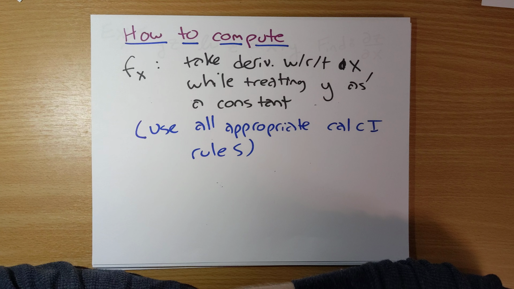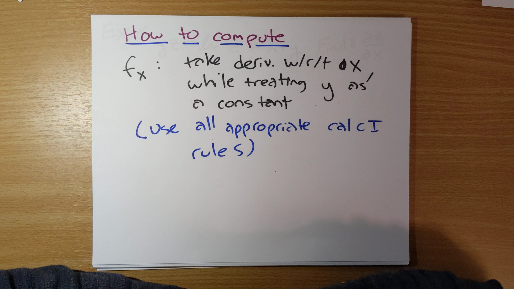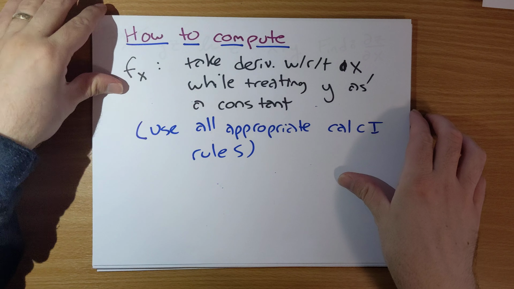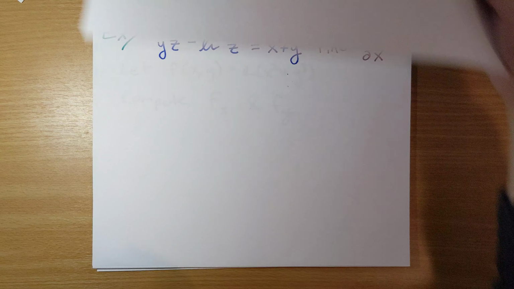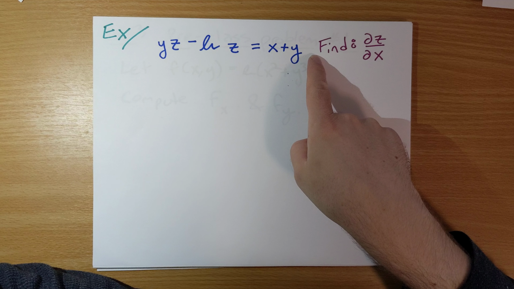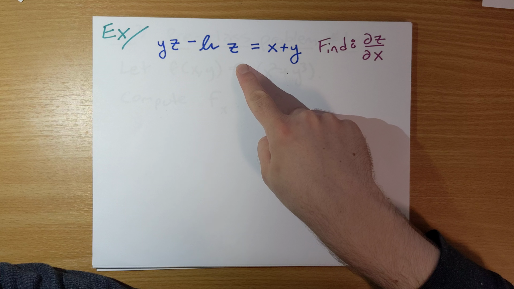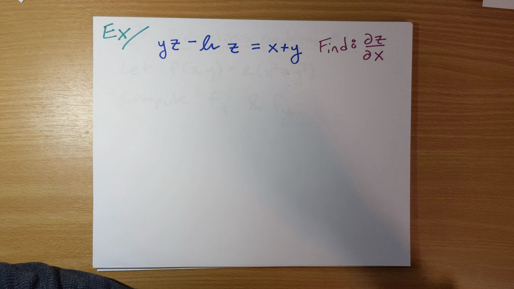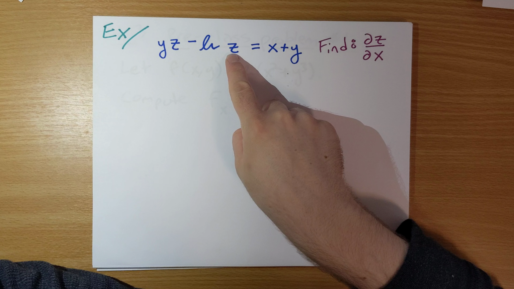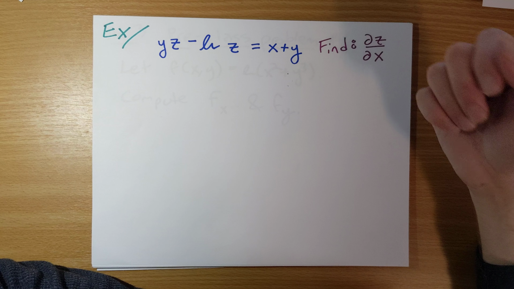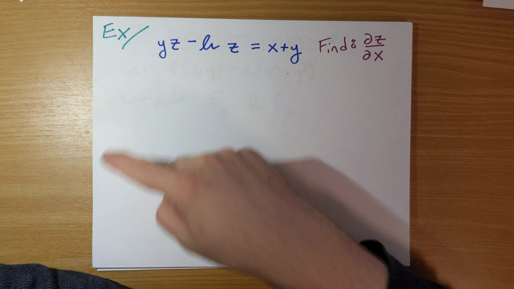One more partial derivative calculation problem. Let me show this here. So we have this equation here with x and y and z in it. And so we're going to think of z as implicitly defined as a function of x and y through this equation here.